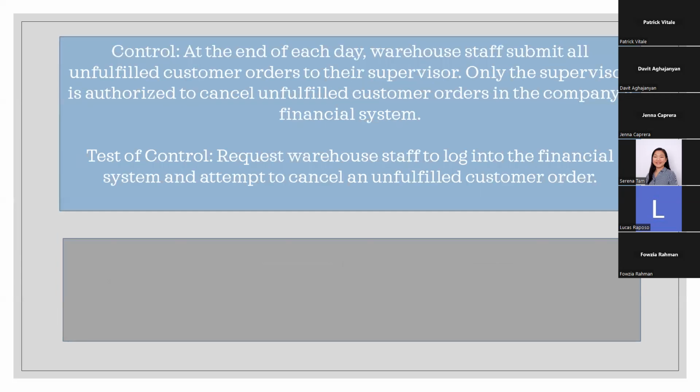Control: at the end of each day, warehouse staff submit all unfulfilled customer orders to their supervisor. Only the supervisor is authorized to cancel unfulfilled customer orders in the company's financial system. Test of control: request warehouse staff to log into the financial system and attempt to cancel an unfulfilled customer order.